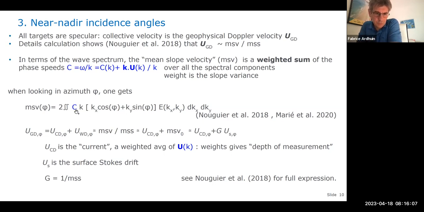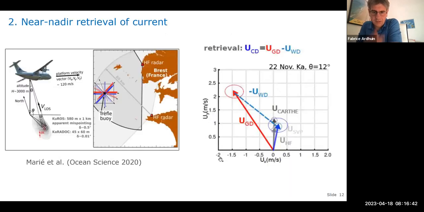The phase speed contains, as I said before, the intrinsic phase speed of the waves, so the phase speed it would have without the current, plus the current, right? So you get a sum of the current component, this UCD, and then the other wave Doppler component. And in this case, you can find that the wave Doppler component is roughly proportional to the Stokes drift times some coefficient G. And this coefficient G is about 30 in general, and it depends on the radar frequency and the incidence angle. So I'm going to skip that and go directly to the results.